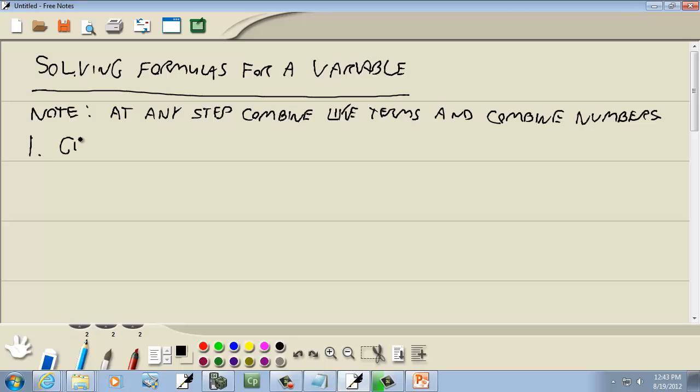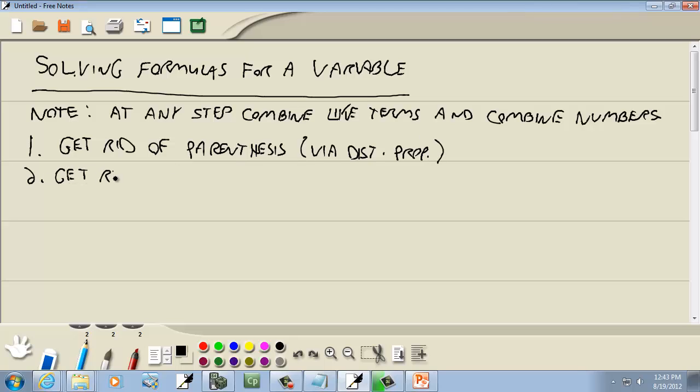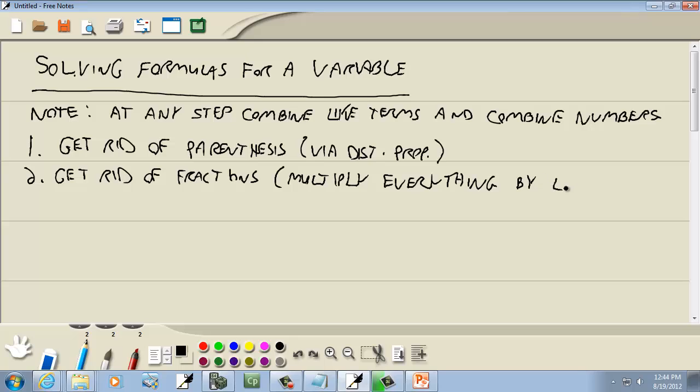First step, get rid of parentheses. And this is via the distributive property. Second step, get rid of fractions. Multiply everything by the LCM of all the denominators.